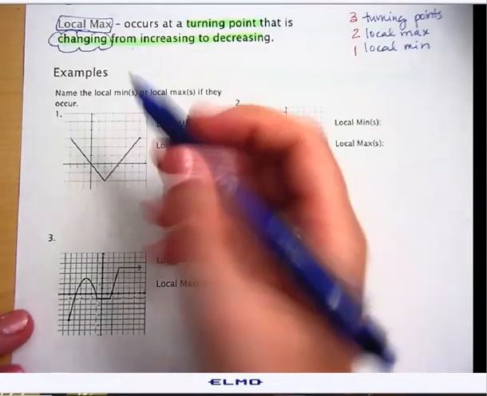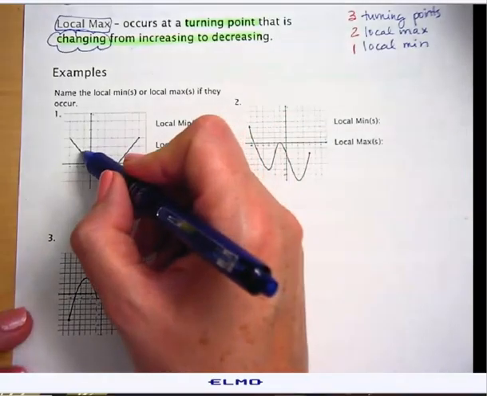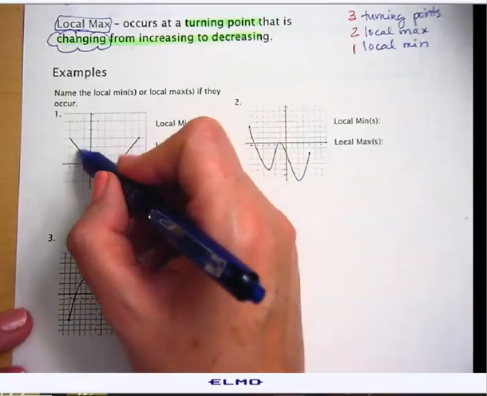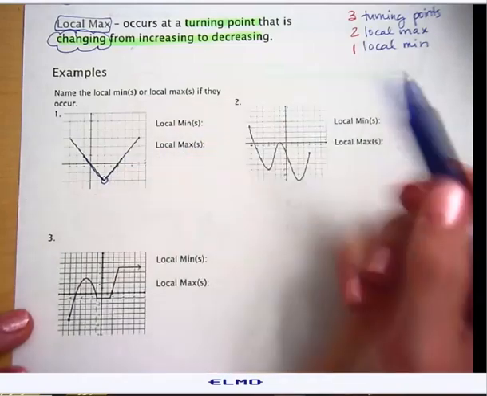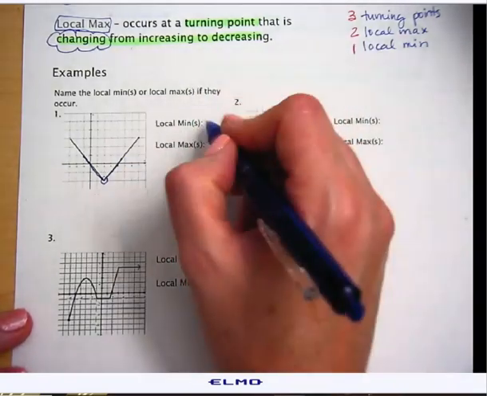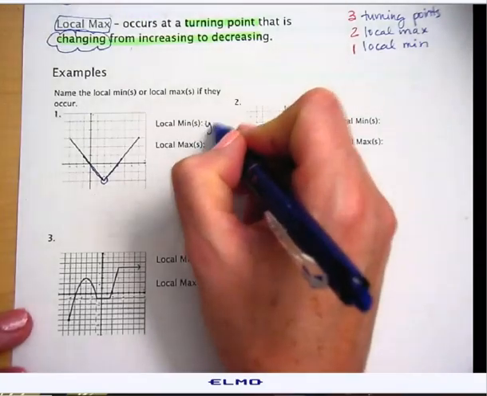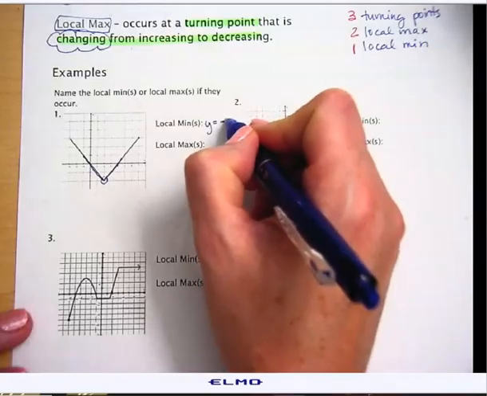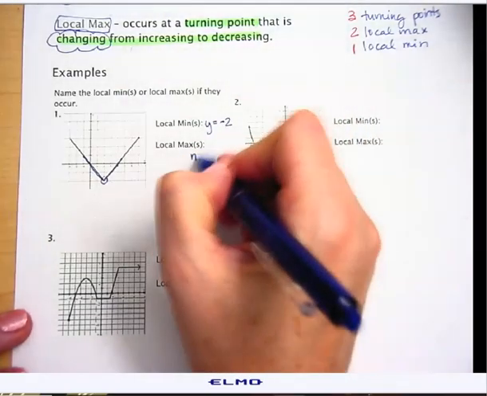On this problem right here, there's really only one turning point. It's right here. And the graph from left to right was decreasing and now it's increasing. So we're going to call that a local min, and we're going to identify it at its y value. The y value there is -2, so I'm going to say there's a local min value at -2. So y is -2. And there are no local maxes.